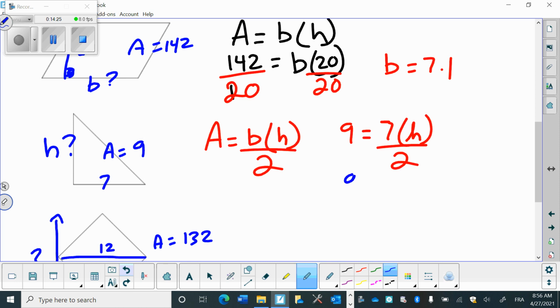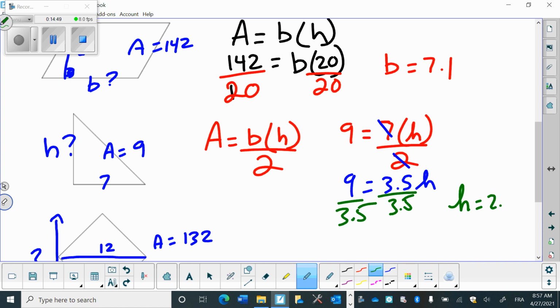So 7 divided by 2, 3.5 height, and now it looks a lot like your parallelogram. Divide each side by 3.5. Your height there, okay, so 9 divided by 3.5, 2.57. So your height, 2.57. And you can always plug that in to test your theory.